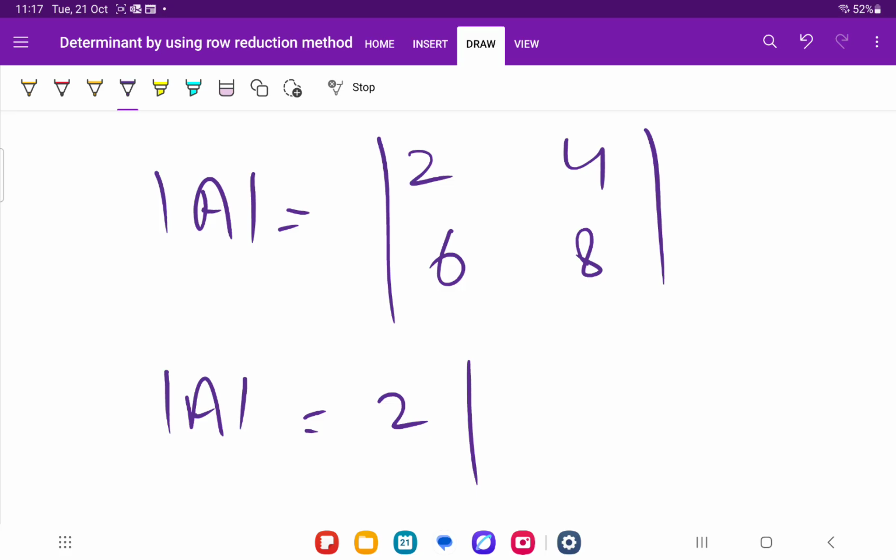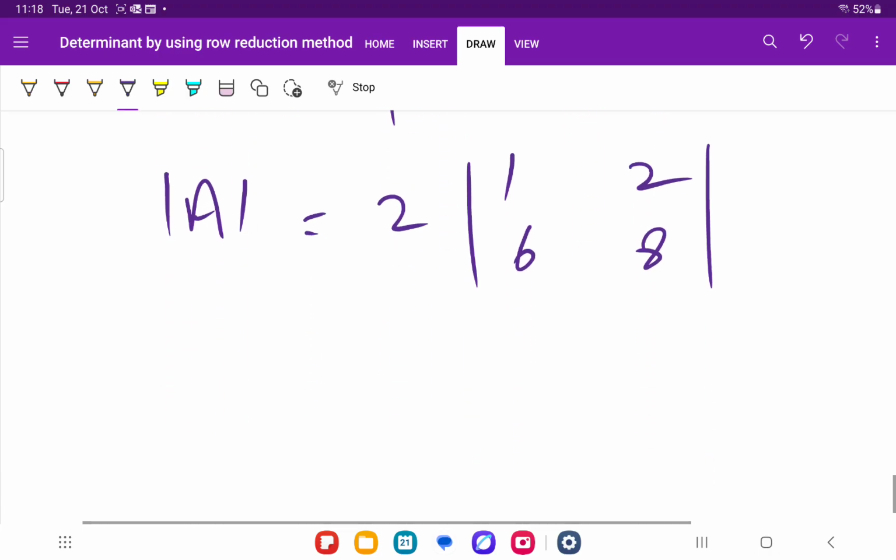So for example, if you decided to take 2 common from the first row, then it will be 2 outside, and 1 and 2 will remain here, 6 and 8. So you could see here that in a matrix all the elements are affected, but in a determinant only any row or any column is affected, because we have just taken common from the first row. If you multiply 2 inside again, you will get 2 and 4 again. You recover it back by multiplying again.